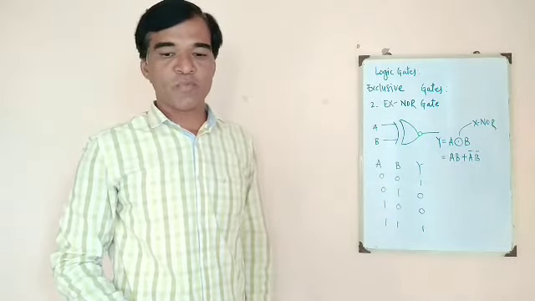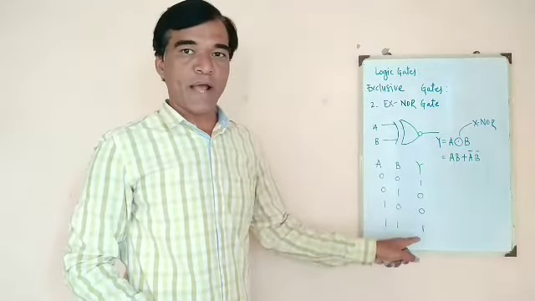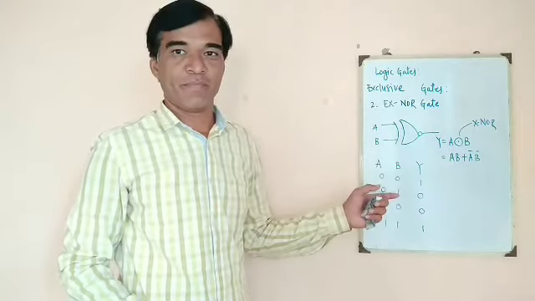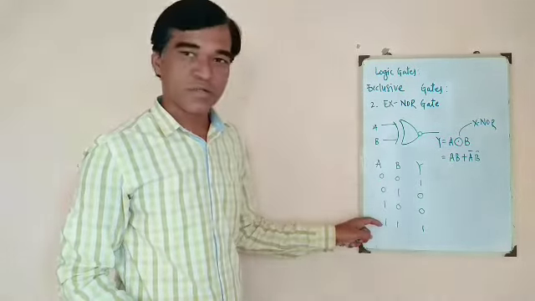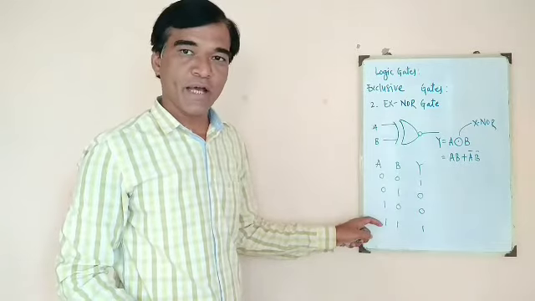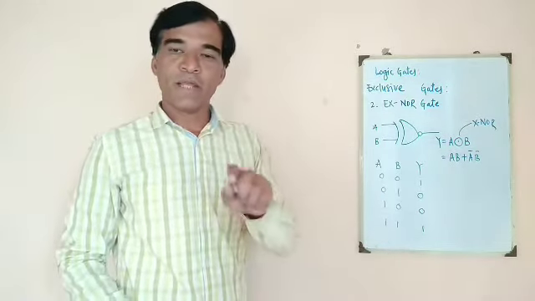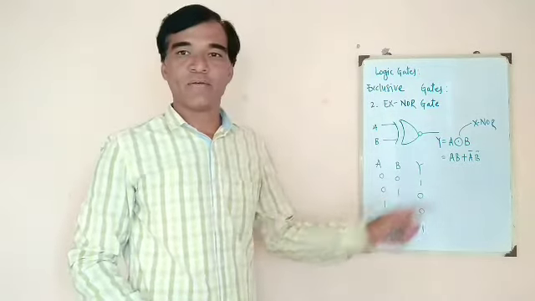Now if you observe carefully, this output Y is the complement of XOR gate. In summary, I can say when both the inputs to the XNOR gate are equal, then output is logical high. When the inputs are of different types, then the output we are going to get is logical 0.